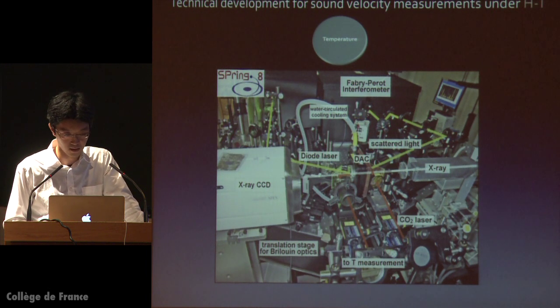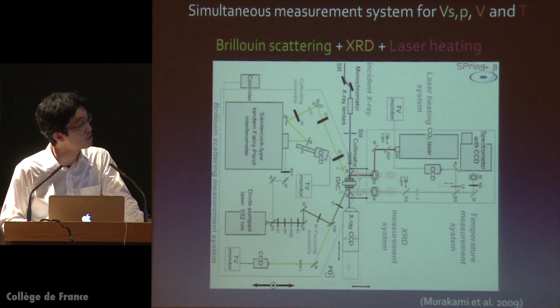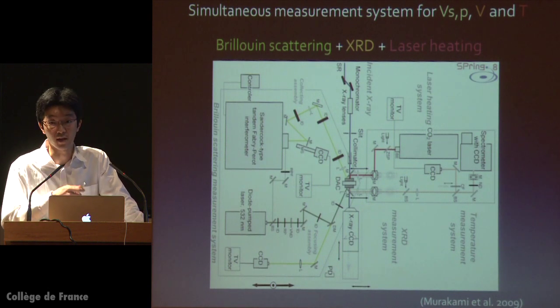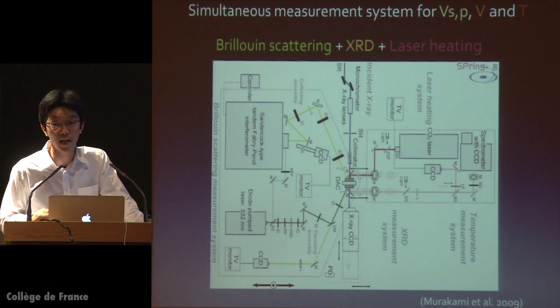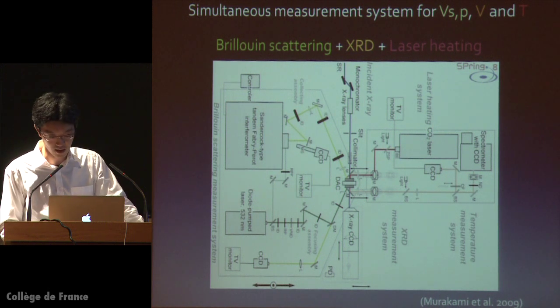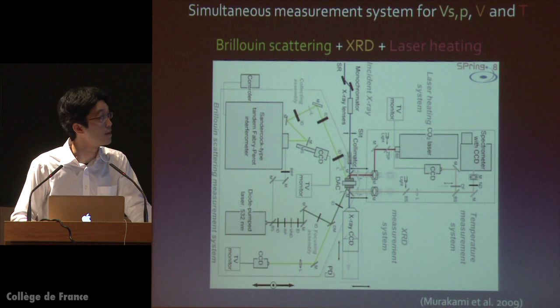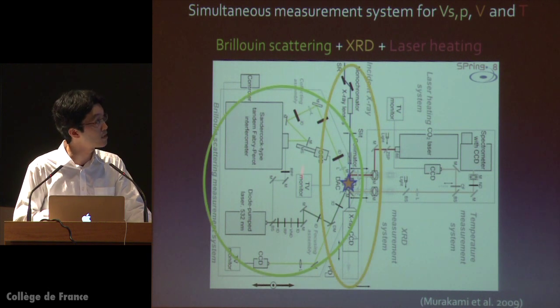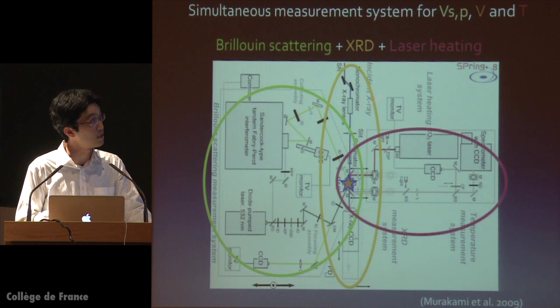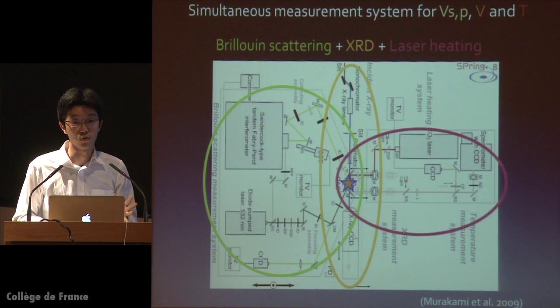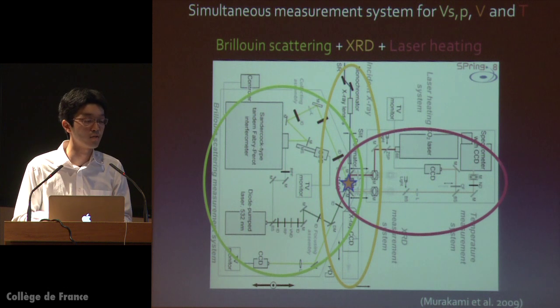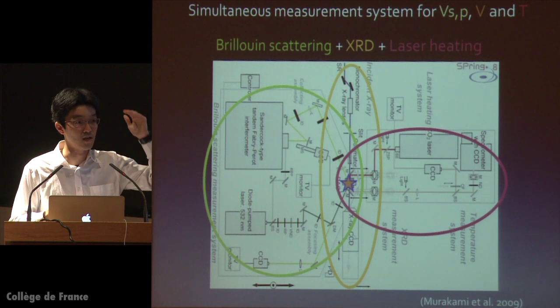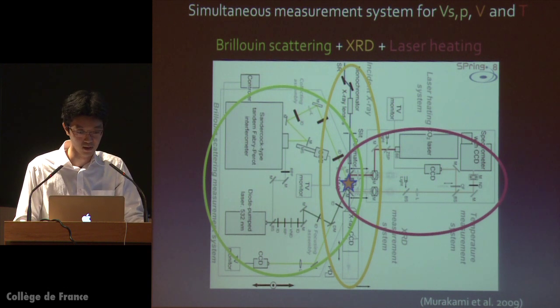And this figure shows the schematic drawing of the system. This system is basically composed of three optical components: Brillouin scattering, X-ray diffraction, and laser heating, which enable us to get shear wave velocity or sound wave velocity under relevant conditions of the lower mantle, which means high pressure and also high temperature conditions.